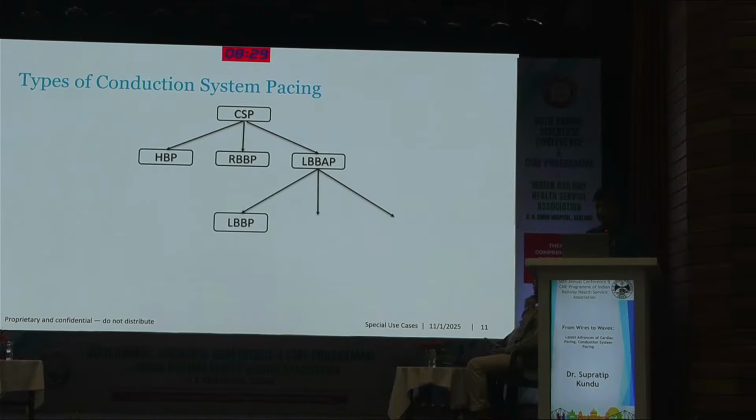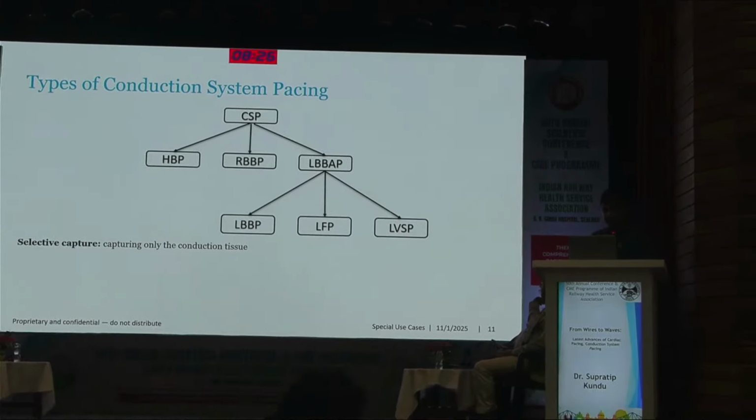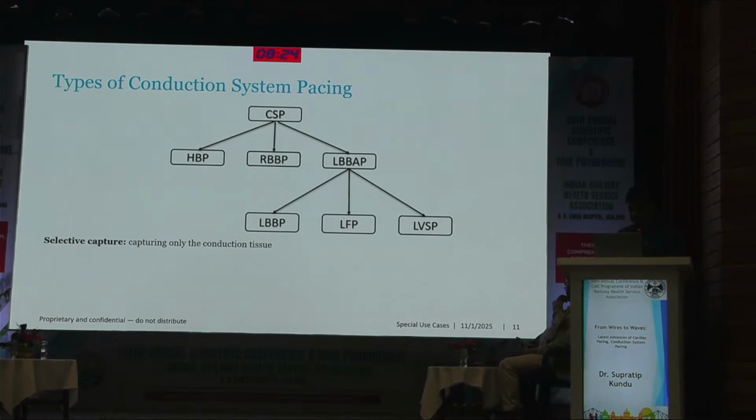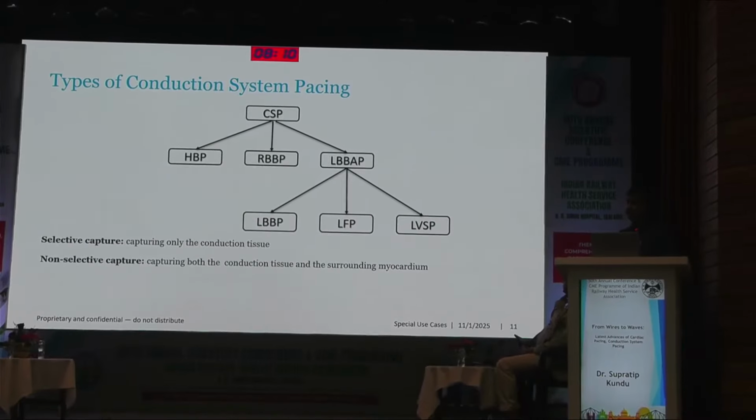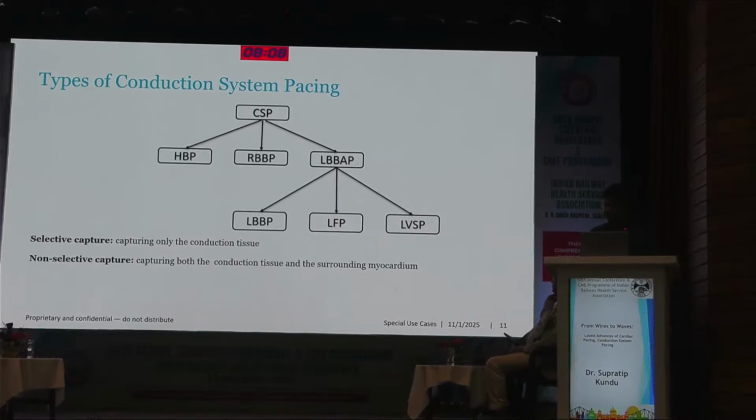So this is the consensus for CSP in EHRA. Here you can see that left bundle area pacing consists of left bundle pacing, selective left fascicular pacing, or LV septal pacing. So the magnitude of benefit is almost the same in all of these pacing types. So it is easier.